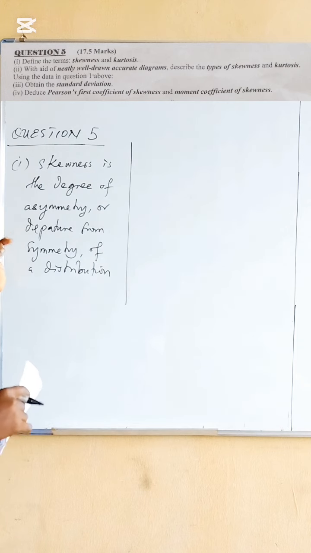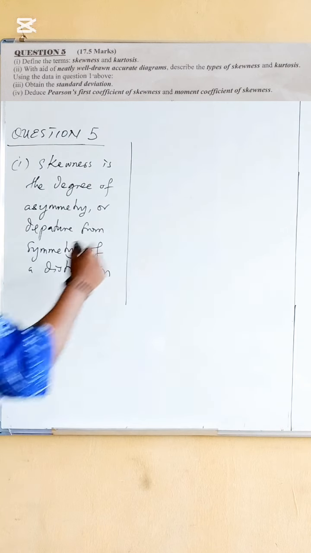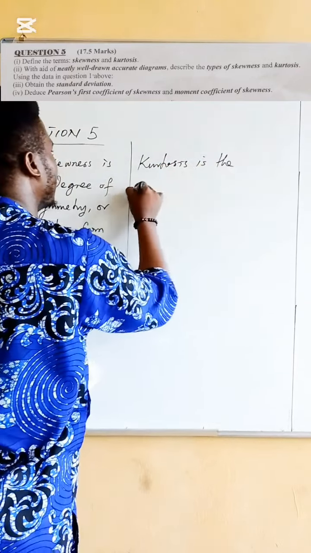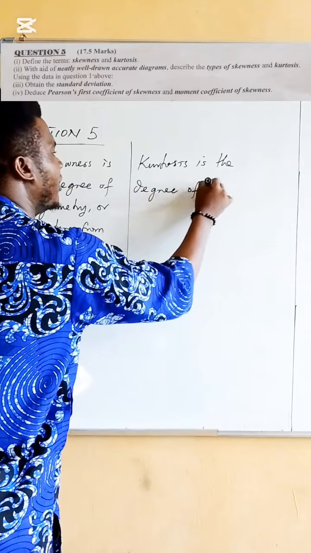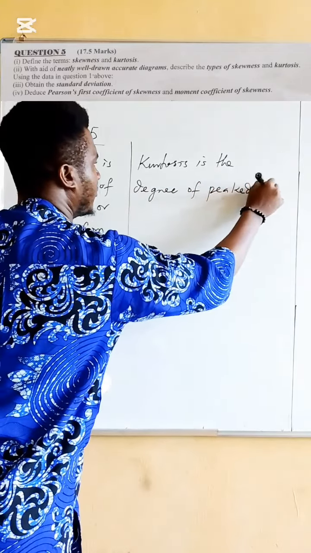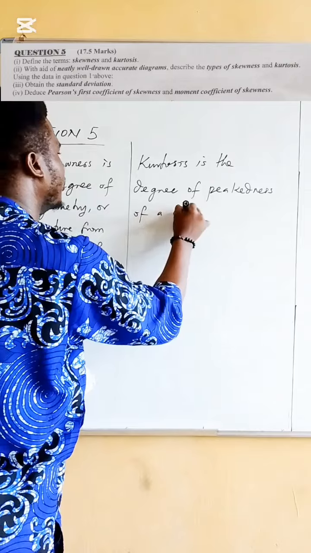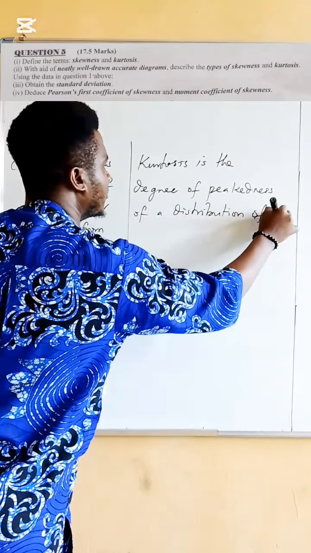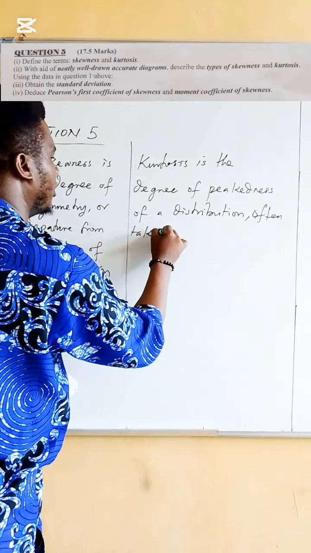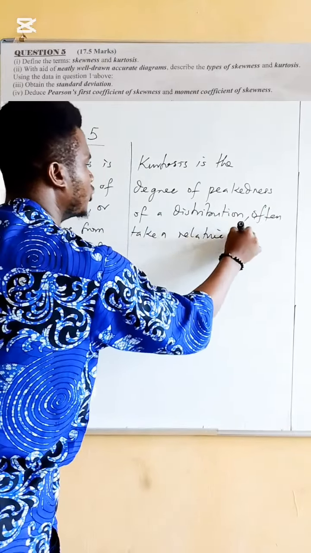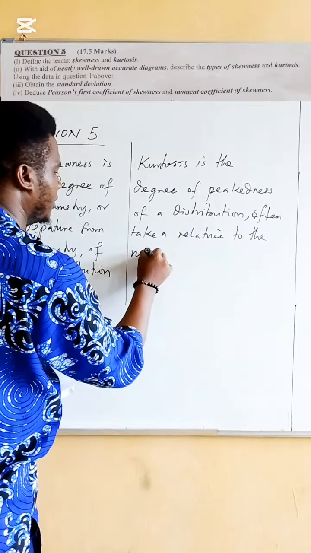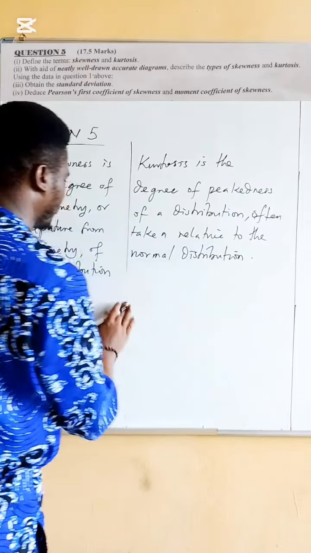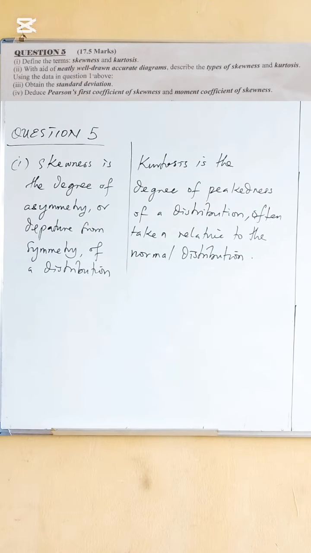The degree of asymmetry or departure from symmetry of a distribution, whereas kurtosis is the degree of thickness of a distribution, often taken relative to the normal distribution. Okay, that answers question 5I.